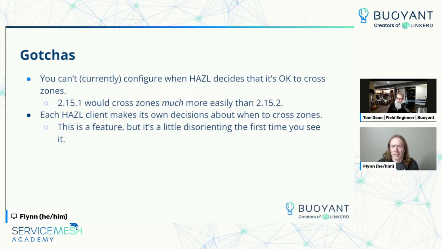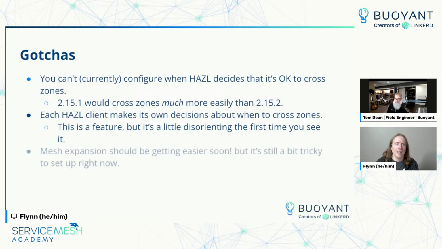It's just another proxy. And so the fact that each HAZL client is making its own decisions, that is definitely a feature. But the first time I saw it, it was very confusing. So I wanted to call it out as a thing: be aware of this. That is expected behavior. And finally, yes, mesh expansion is definitely tricky to get set up right now.